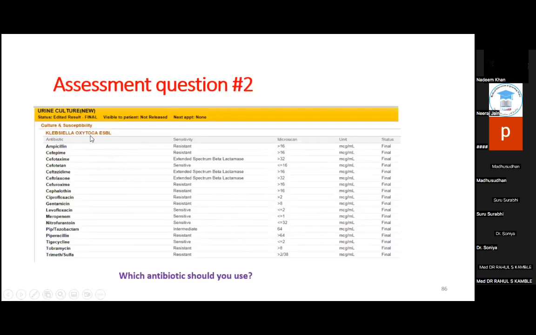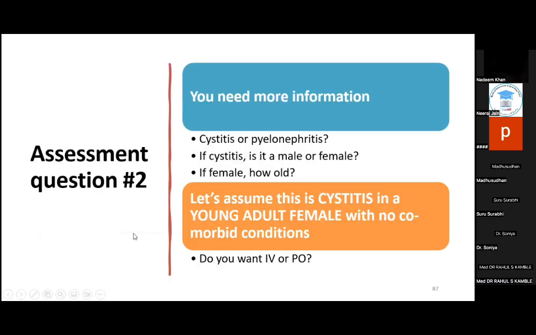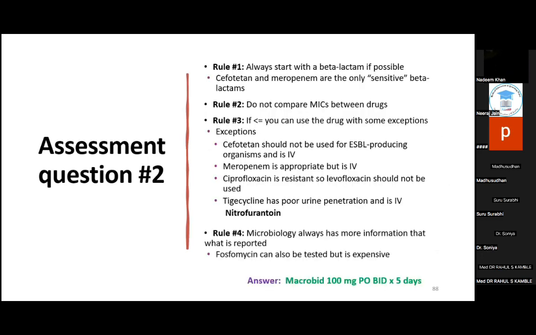Take another example: urine culture, ESBL-producing Klebsiella isolated. Now, ceftazidime, meropenem sensitive, levofloxacin sensitive, tigecycline sensitive, nitrofurantoin sensitive. Now, which antibiotic will you use? Always take some more information, like cystitis or pyelonephritis, male or female. Let's assume this is cystitis in a young female with no comorbidities. Then also check whether IV or oral is needed. Then proceed to drug selection.